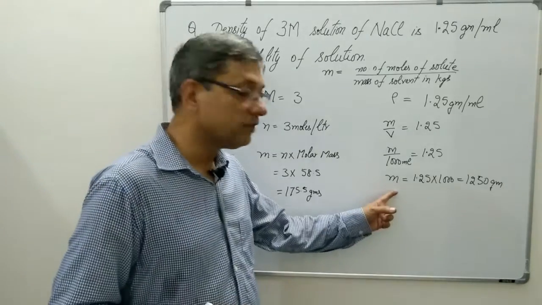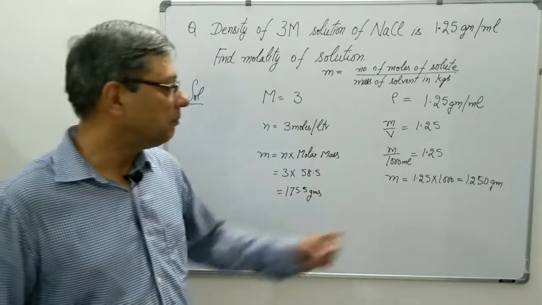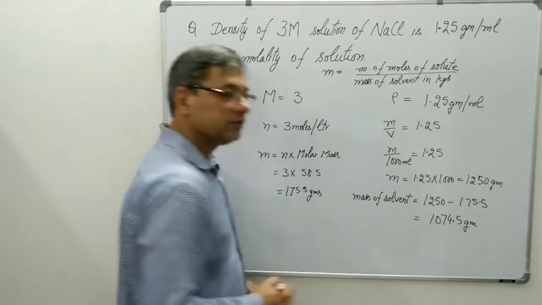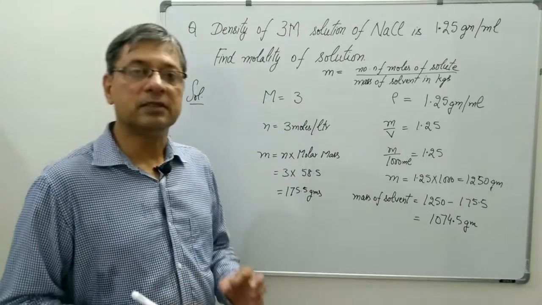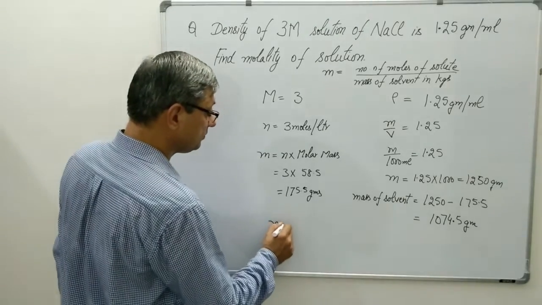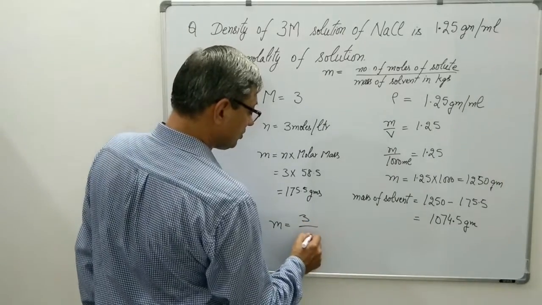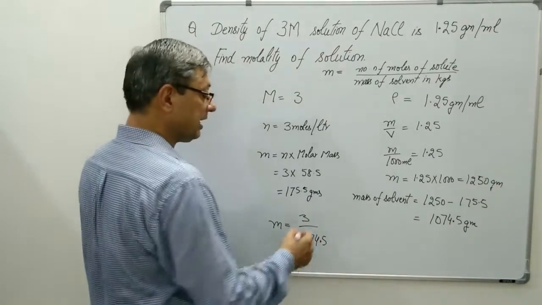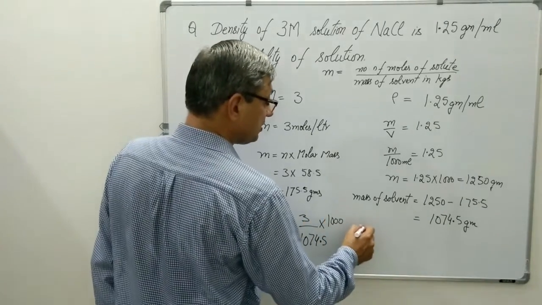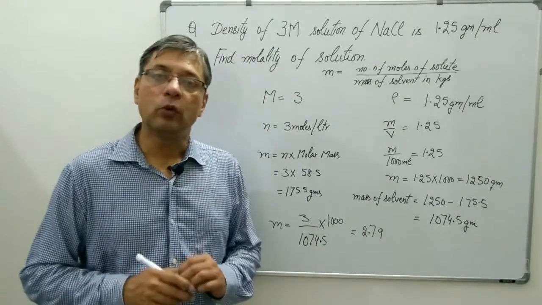So we are having mass of the solution as well as mass of solute. So we can calculate the mass of solvent by subtracting them. So mass of solvent will be equal to 1074.5 grams is the mass of solvent. Now we can calculate the molality. Molality will be equal to number of moles is 3. Mass of solvent is 1074.5 grams. It is in grams, so we will convert into kilograms by dividing by 1000 and the answer will be approximately 2.79.